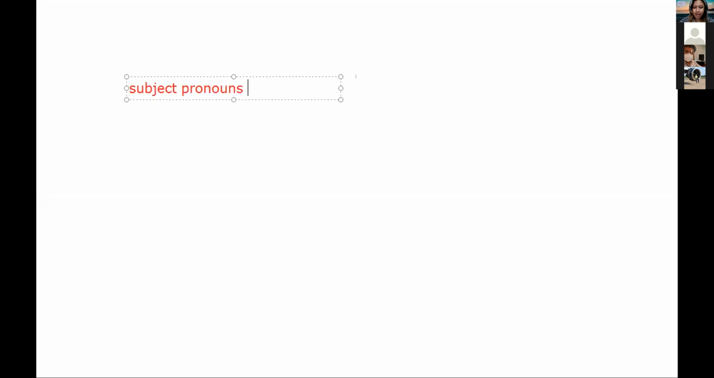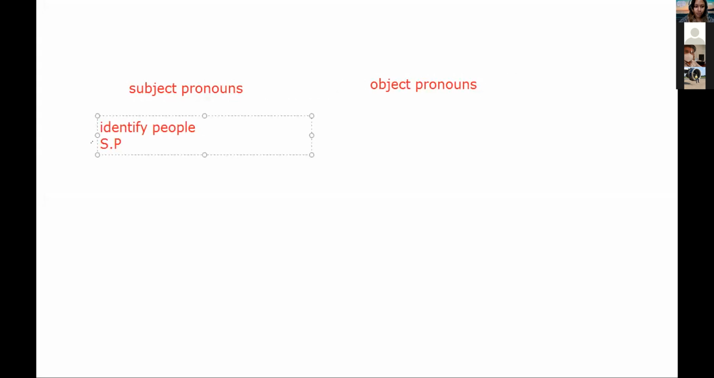And we have object pronouns as well, right? Okay. Now, subject pronouns we use to identify people. We use them to identify people, and this is short for subject pronouns. So we say they go at the beginning of a sentence, or of an idea, okay? This is what I need to know in order to use a subject pronoun.